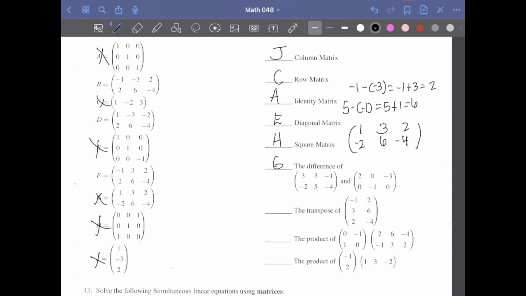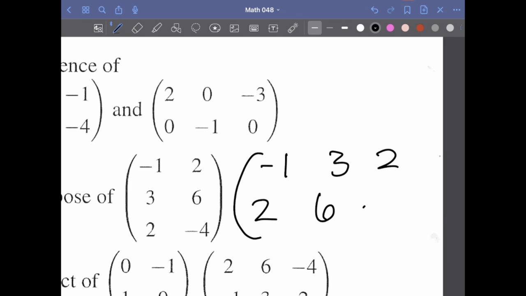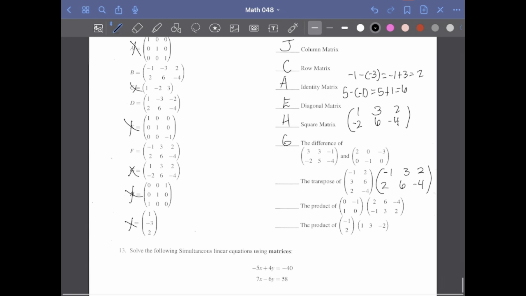The transpose just makes the columns a row. Okay, so you're making the columns a row. Transpose of that, the first row would now be negative 1, 3, 2, and then the second row would be 2, 6, negative 4. Okay, so that would be F.